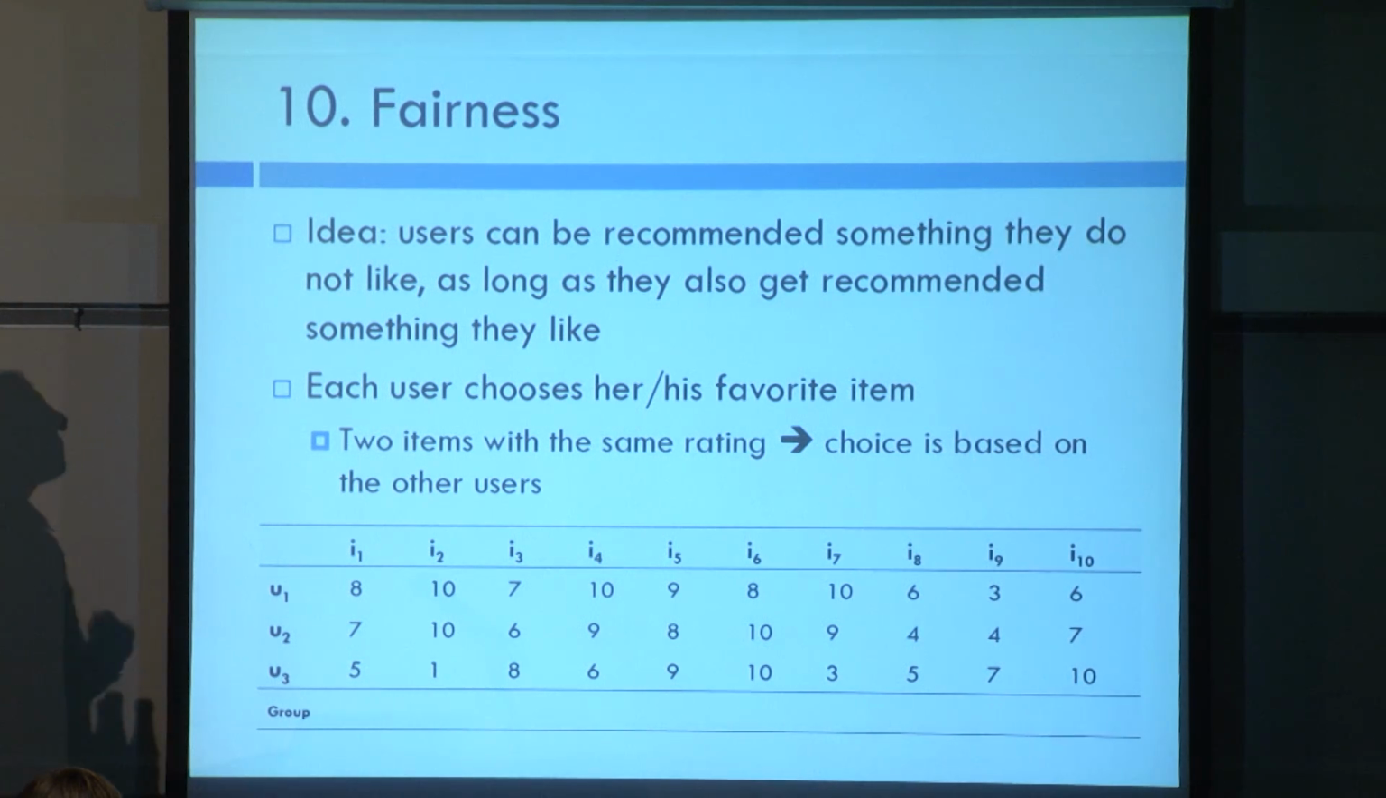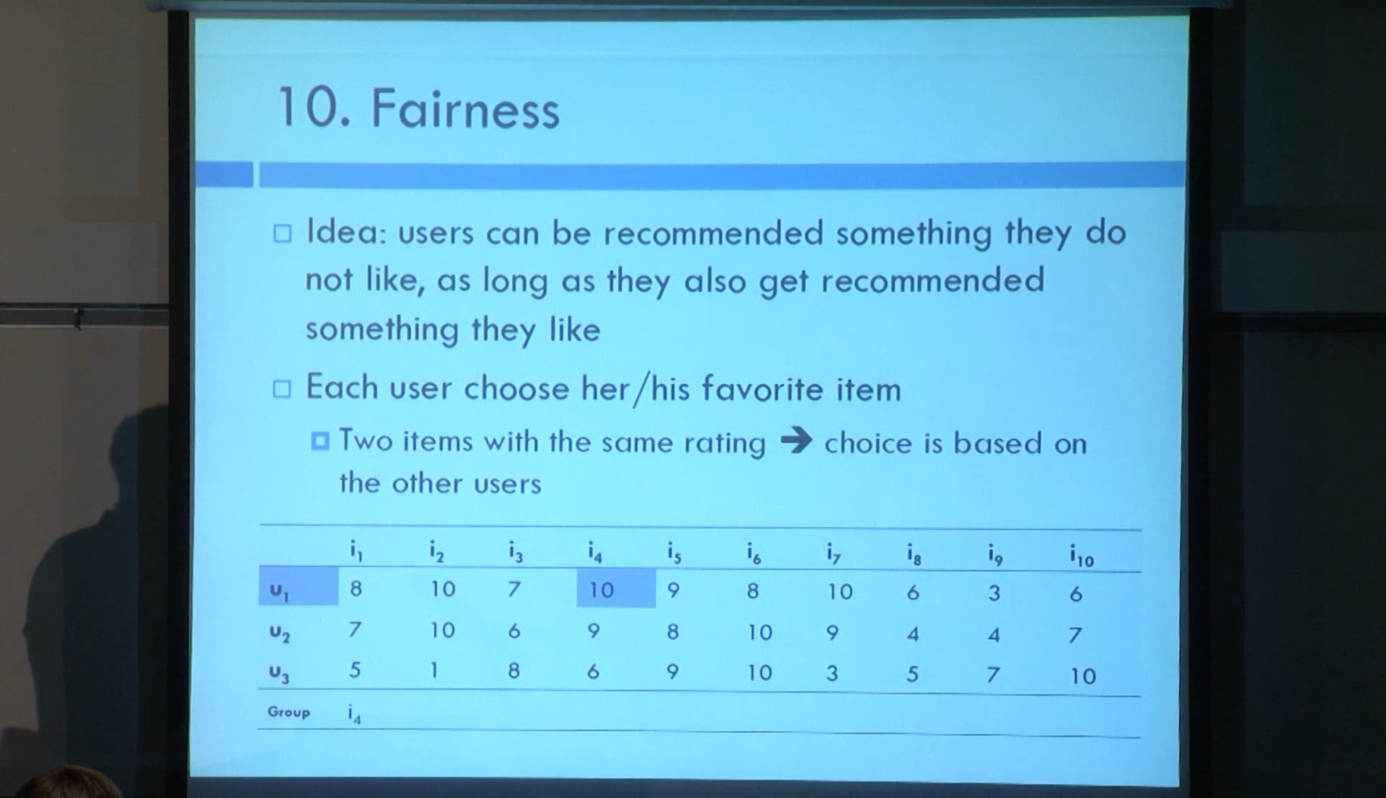The next strategy is called fairness, and as the name says, it supposes that a user can get recommended something that she does not like, as long as she also gets recommended something she likes. What this strategy basically does is, in rounds, decide each user's favorite items, and if 2 items have the same rating, the choice is based on the other users.